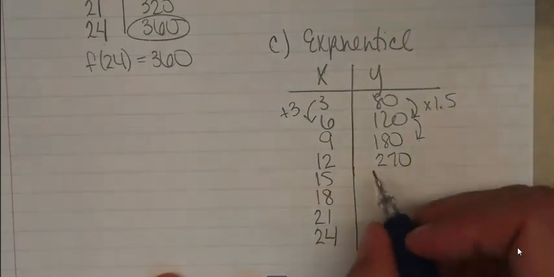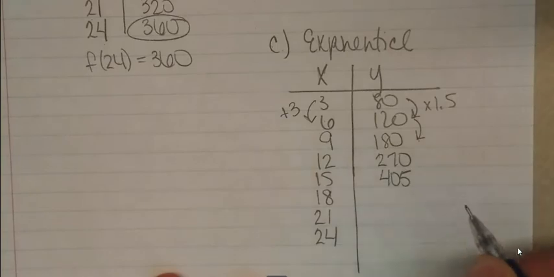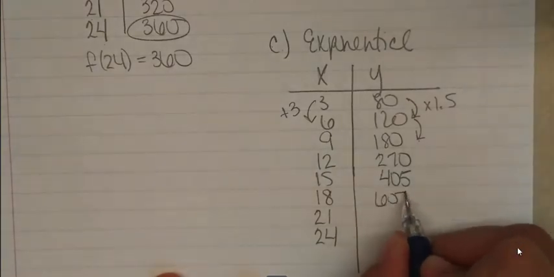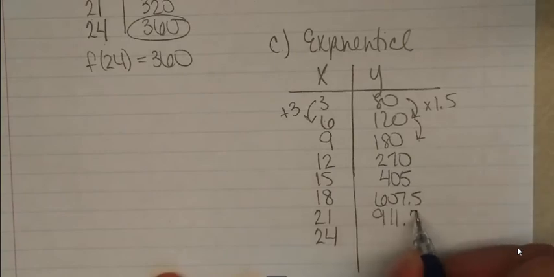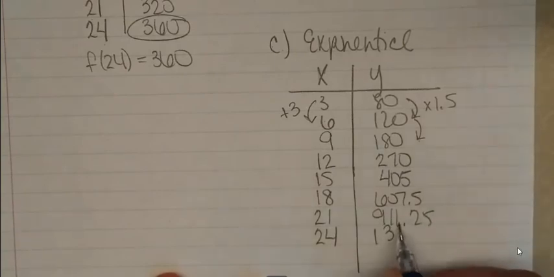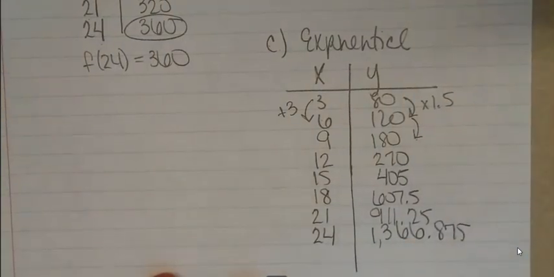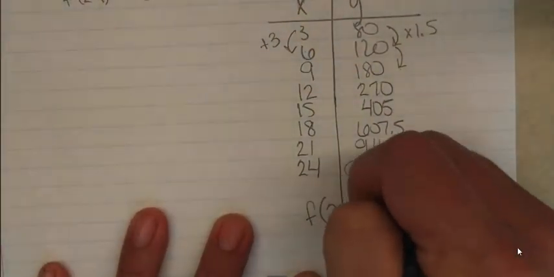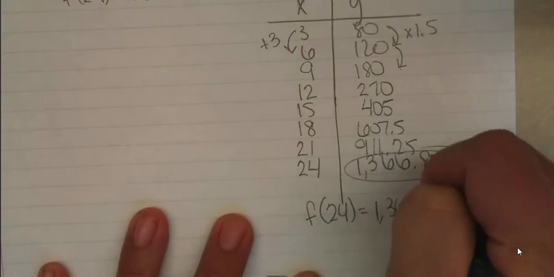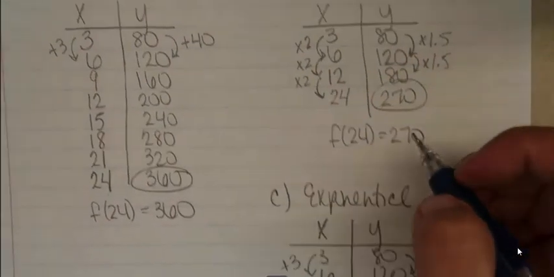And then you might want to start using your calculator from there, because it gets a little bit hairy. Or maybe you can use your brain. I used my calculator. And I ended up with 1,366.875. So f of 24, if this is an exponential function, is going to look like this. So those are my 3 answers.